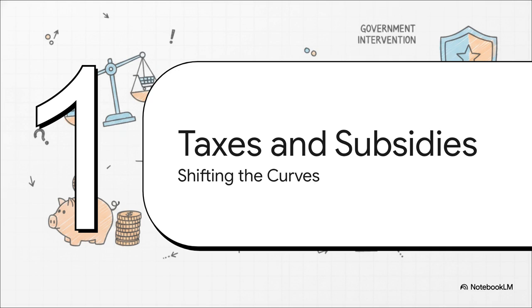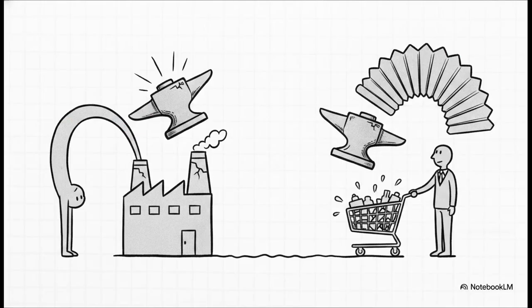We're talking taxes, subsidies, and shifting those market curves by design. Ever wonder why governments heavily tax things like alcohol and tobacco? It's completely strategic. They know these goods are highly price inelastic. Even if the price jumps because of a new tax, consumers will generally just keep buying them, which guarantees reliable revenue for the state. But here's the truly fascinating part.